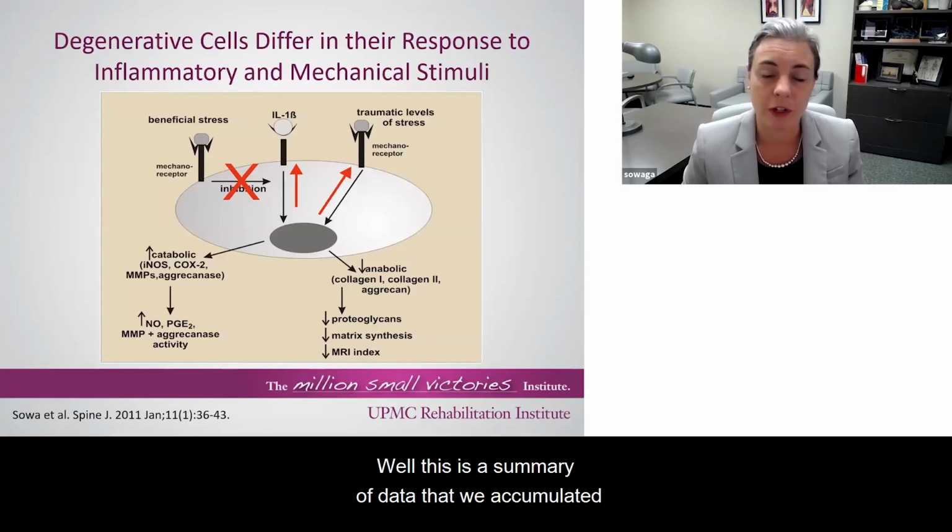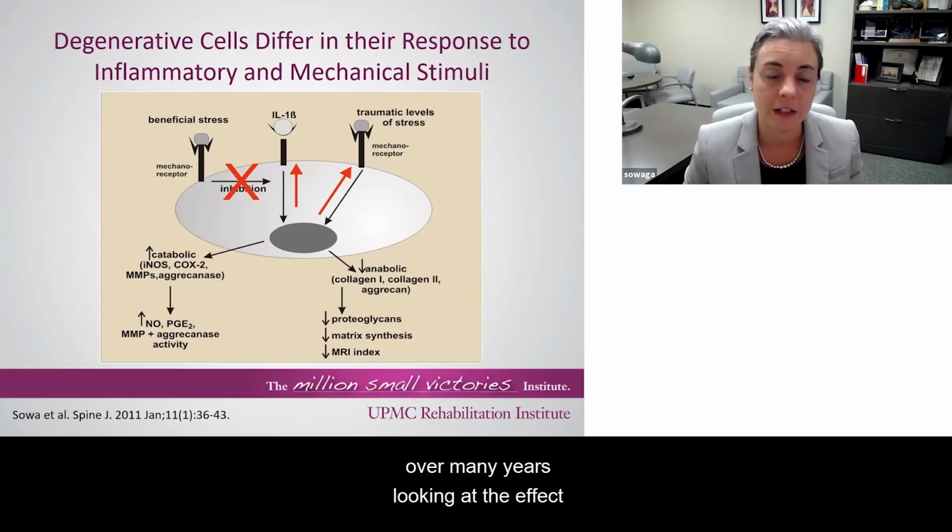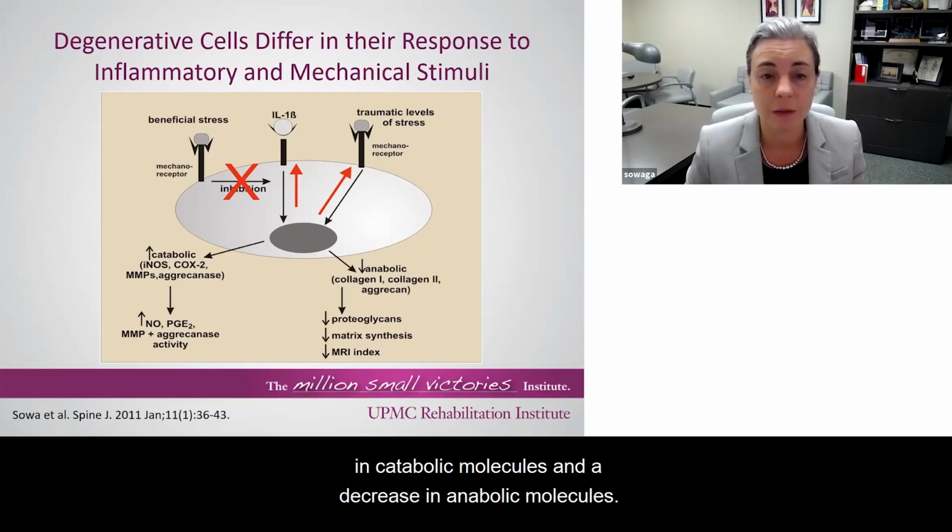Well, this is a summary of data that we accumulated over many years, looking at the effect of both inflammatory and mechanical stress at the most basic level, at the cellular level. And what we were able to demonstrate is that cells from the cartilage of the spine, from the intervertebral disc, respond to inflammatory stress with an increase in catabolic molecules and a decrease in anabolic molecules.